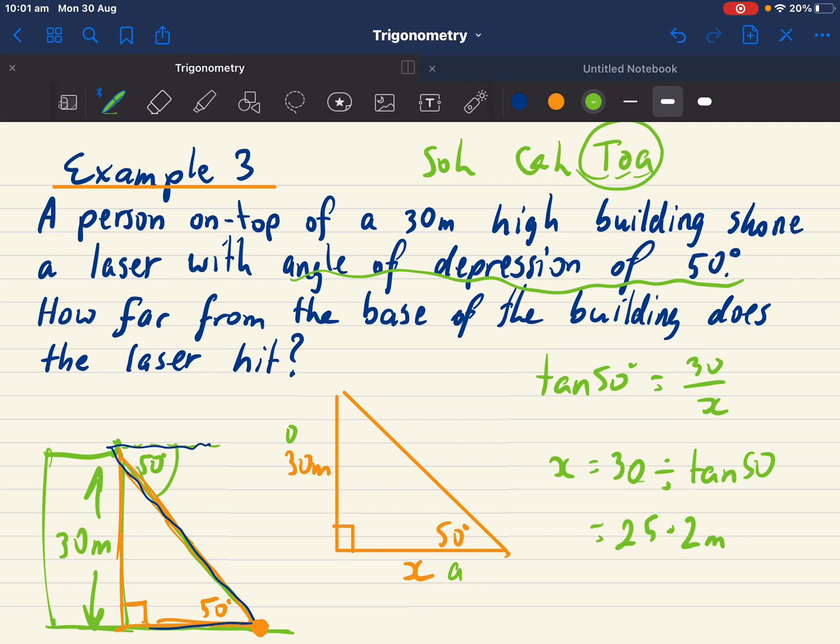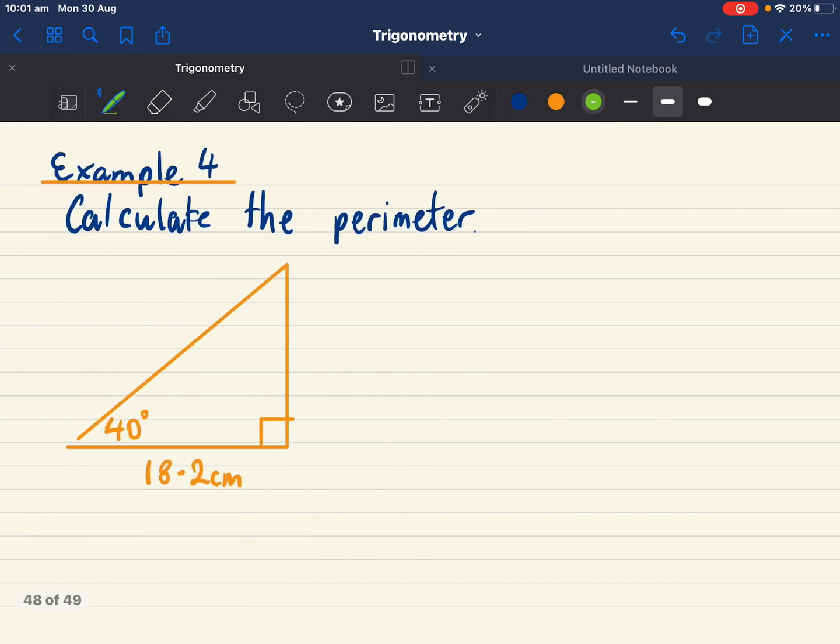So these questions do have the added challenge that they don't give you the triangle. You need to read the words, create your own diagram, and from that diagram, you will end up with a triangle. So that was an example of angle of depression, finding a side length. All right, final example for today.